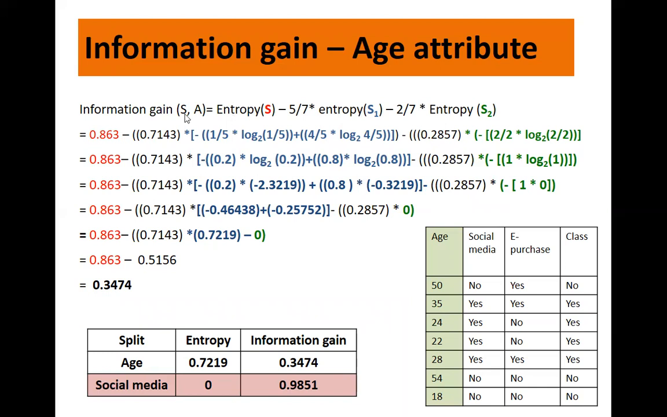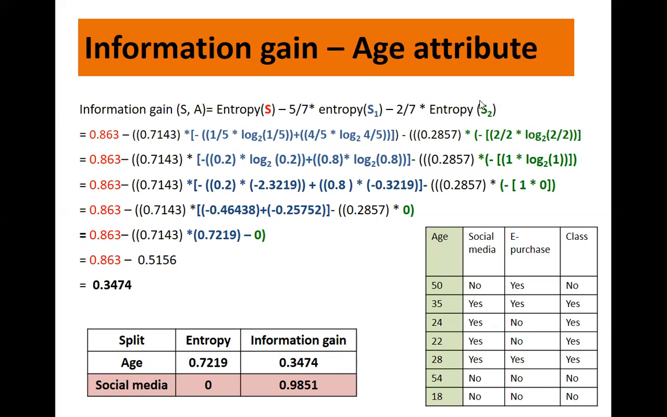Now, again, the formula is the same. Here again, we are dividing into age less than 40 and age greater than 40. Now, entropy of S we already calculated in the above slides. If you scroll up, for age it was 0.863. Out of 7 records, 5 records have age less than 40. And out of 7 records, 2 records have age greater than 40. So it is 2 by 7 into entropy of S2.